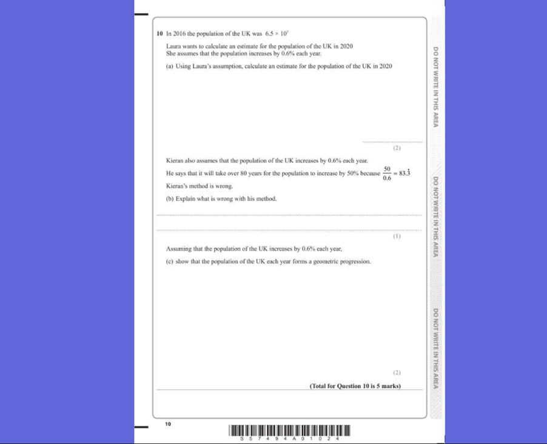Question 10. In 2016, the population of the UK was 6.5 times 10 to the 7. Laura wants to calculate an estimate for the population of the UK in 2020, and she assumes that the population increases by 0.6% each year. Use this assumption to calculate the population in 2020. So, population now is 6.5 times 10 to the 7, and to increase by 0.6%, you'd multiply by 1.006, and from 2016 to 2020 is 4 years, so to the power of 4. And that would give us 6.657 times 10 to the power of 7.